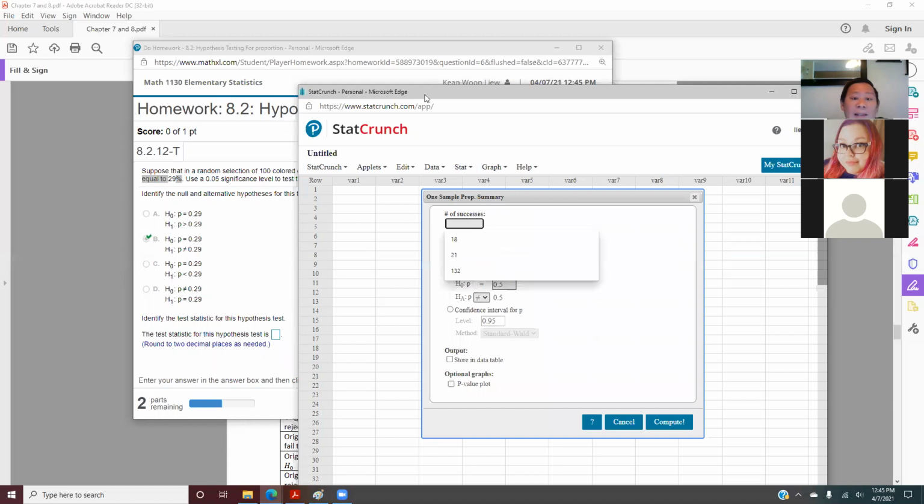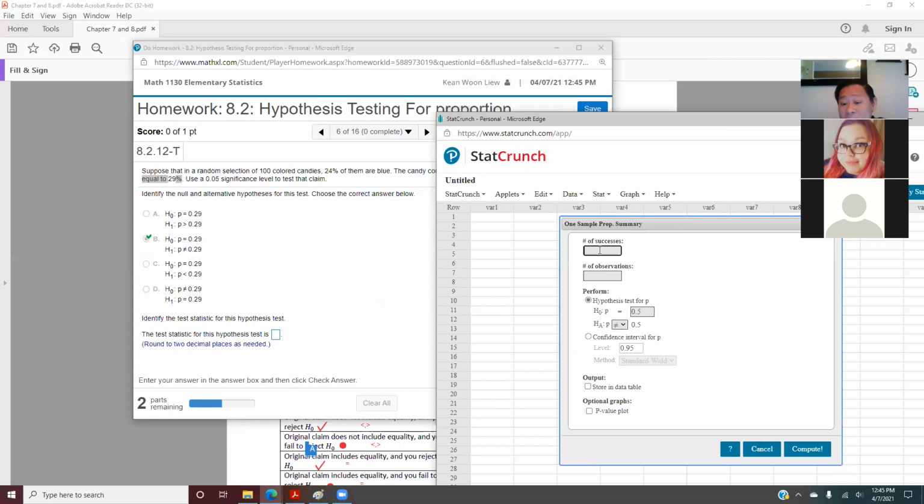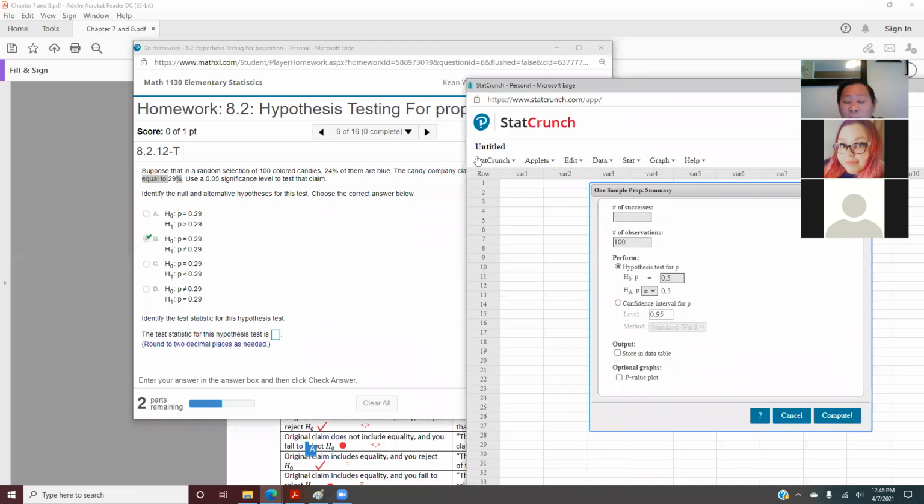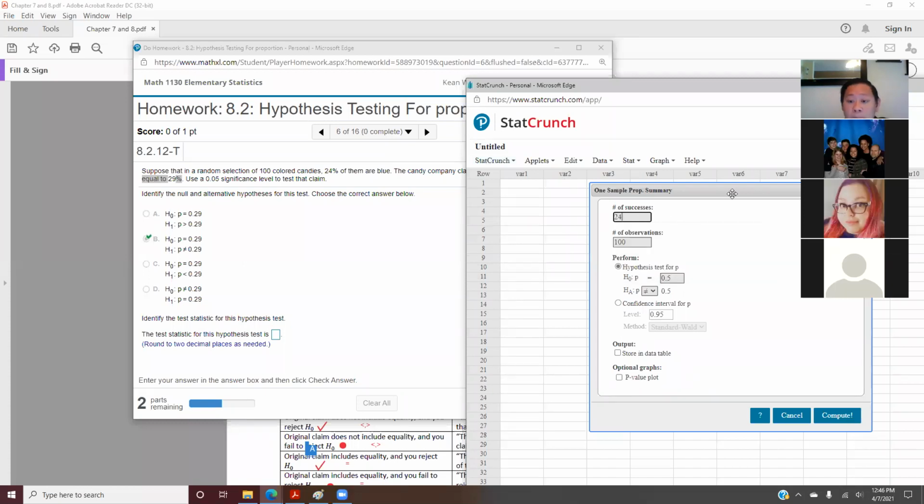The number of successes and the number of observations come from the sample. So we have 100 candies here, and 24% of them are blue. So how many of these 100 candies will be blue? If I say 24% of them are blue, wouldn't it be 24? That's 24% of 100. So that means 24 of them are blue.